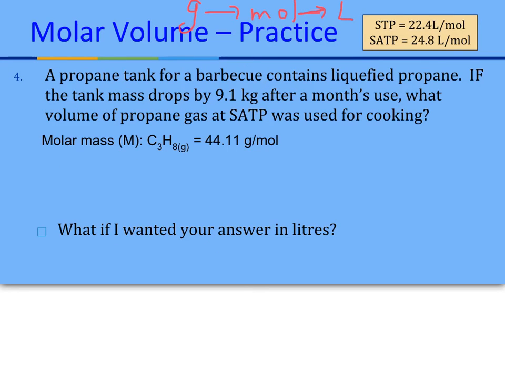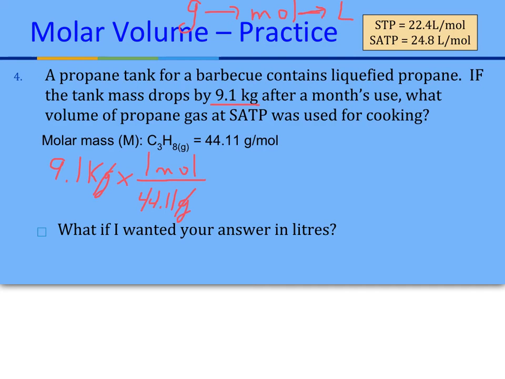This example is similar to the last one. It says a propane tank for a barbecue contains liquefied propane. If the tank mass drops by 9.1 kilograms after a month's use, what volume of propane was used? So what that means we used was 9.1 kilograms of propane. So similar to the last example, we first have to go to moles, then to liters, which means I'm going to start with my 9.1 kilograms. And my first step is to use my molar mass in order to get to my moles, which means I'm going to have to divide by my 44.11 grams in 1 mole, and my grams will cancel out.